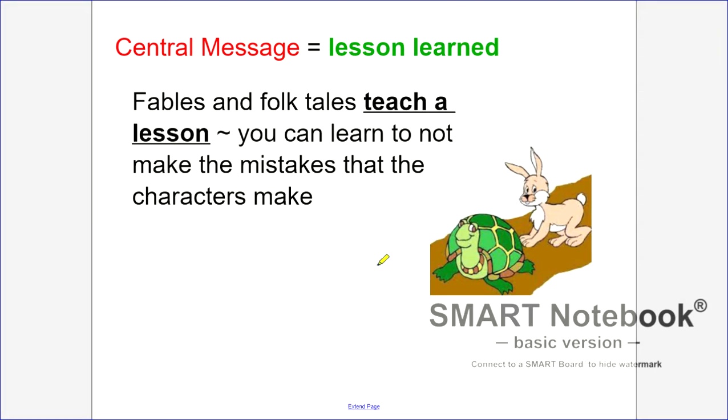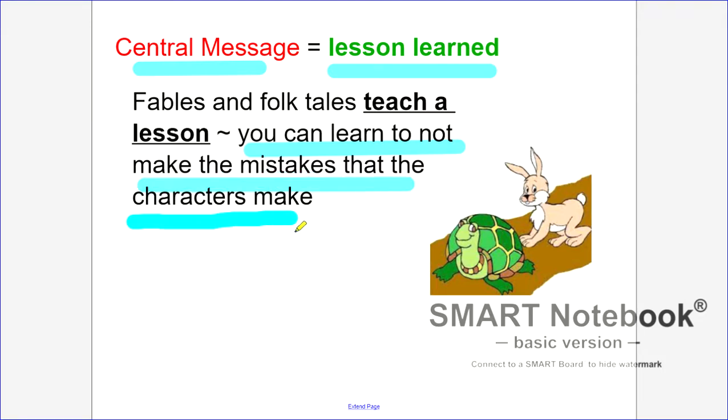A very important part of fables is something called the central message, which is the lesson that can be learned either by the characters or by you by studying the characters' actions. So fables and folktales teach a lesson. You, the reader, can learn to not make the same mistakes that the characters make by paying attention to what the characters do and what they learn.